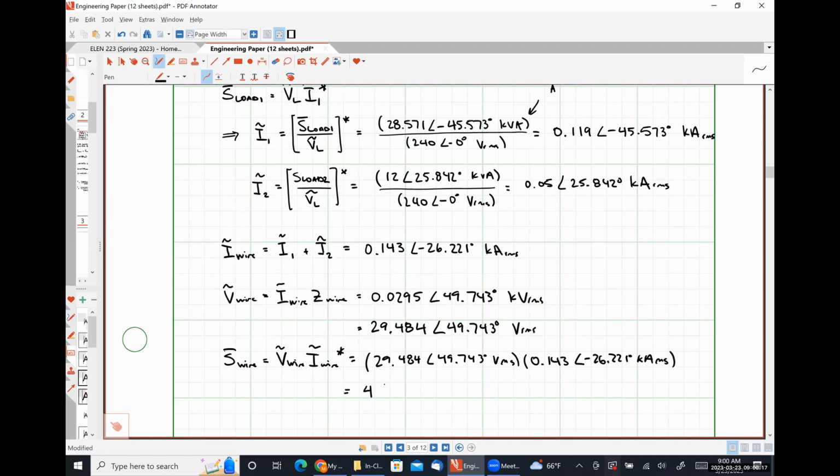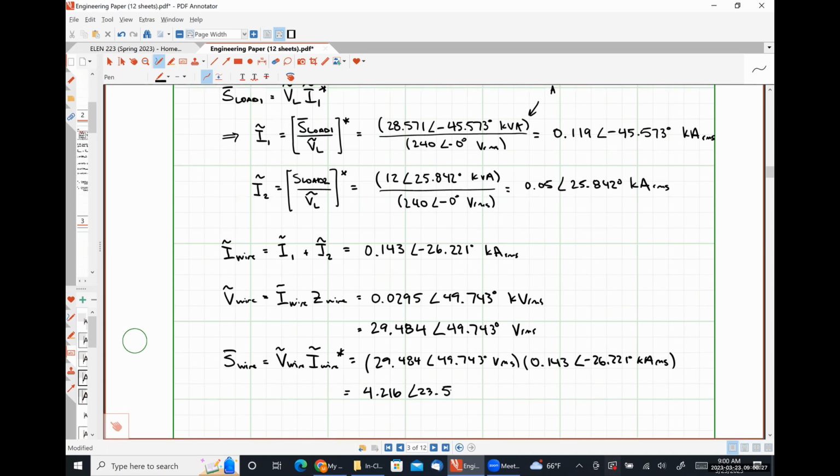Gives me 4.216 angle 23.522 degrees kilovolt amperes.